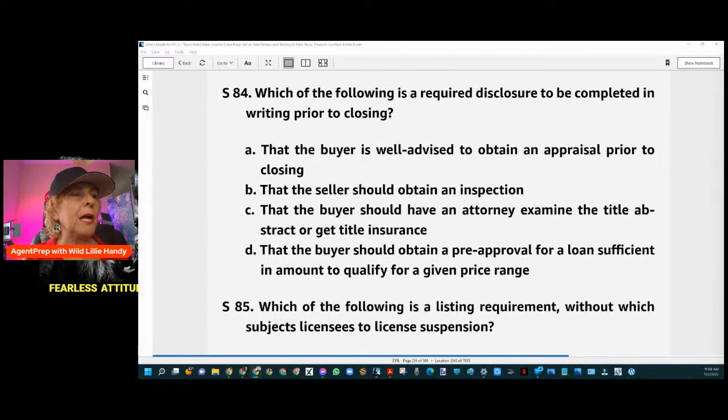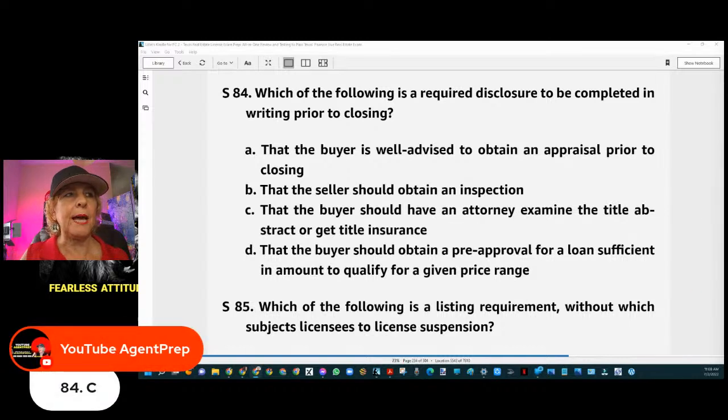And remember to type the question number and the letter answer when commenting. The answer here for 84 is C, that the buyer should have an attorney examine the title abstract or get title insurance. And that should be done prior to closing. So that is something that we can disclose.